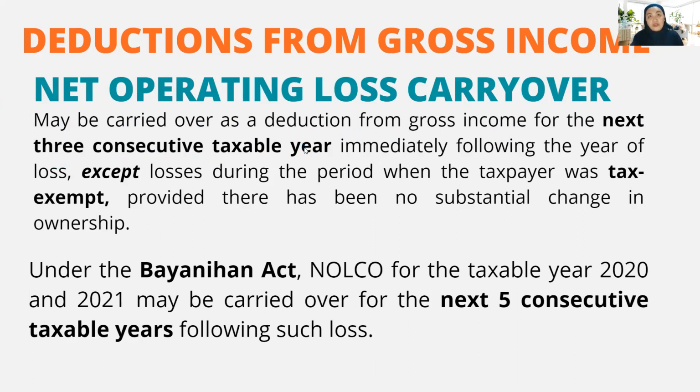So your NOLCO for this year, let's say negative 500,000 yung net operating loss mo, you can apply that as a deduction from your gross income until na-exhaust. Okay, so you can deduct that up to 3 years. Okay, so ma'am, paano kung ang gross income mo lang or ang taxable income mo before NOLCO is 400,000. Tapos ang NOLCO mo from previous year is 500. So you can deduct up to 400,000. Yung remaining na NOLCO na 100,000, you can still deduct that on the second and the third year.